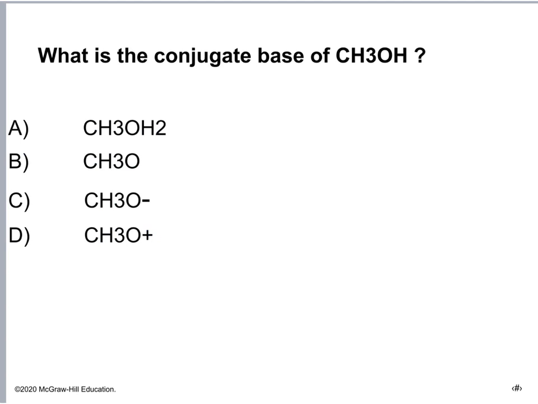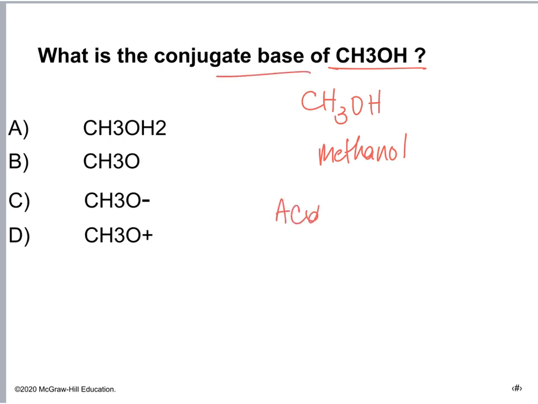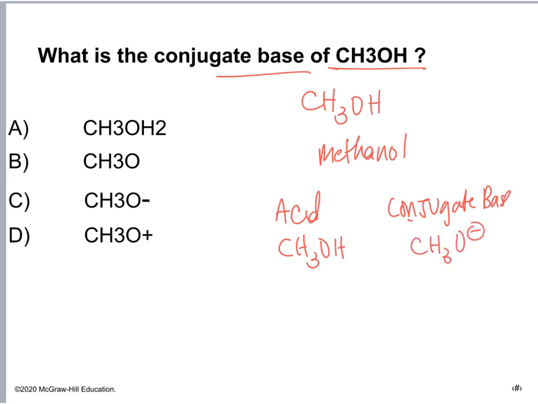Okay, so a conjugate base, so this should be CH3OH. This is methanol. And a conjugate base is, so an acid, so if this was an acid, its conjugate base gives up a proton. So CH3O minus would be its conjugate base. And so that would be C.